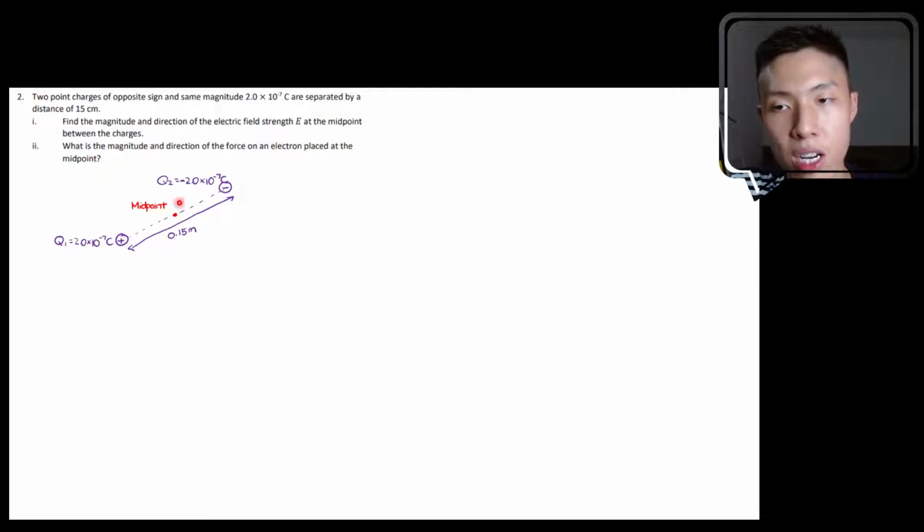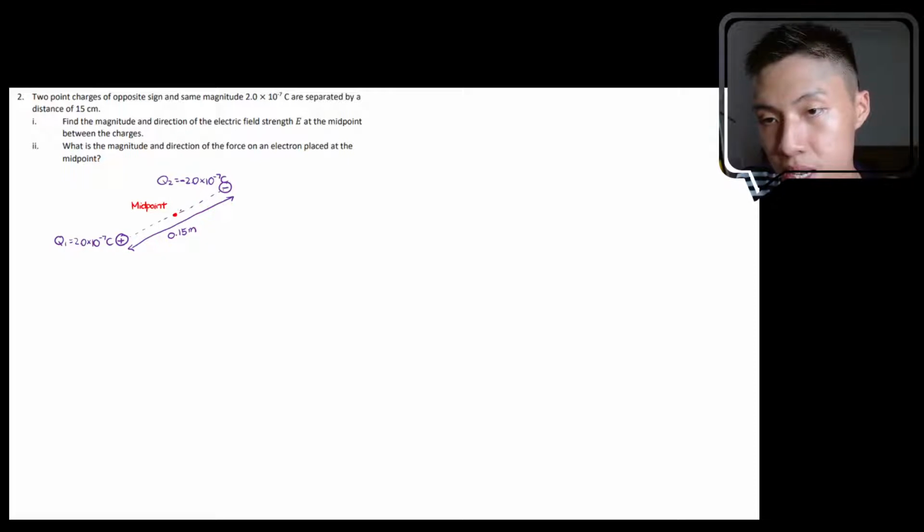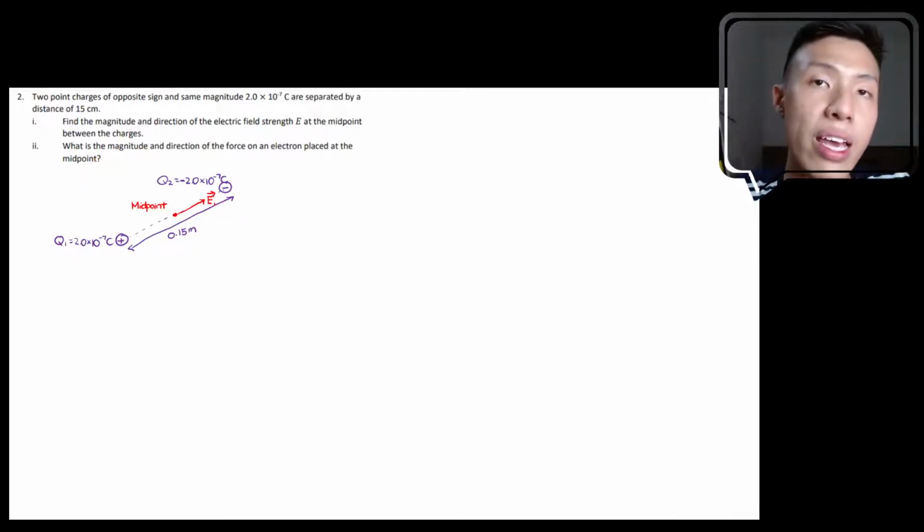So let's try to determine the direction of the electric field produced by Q1 at the midpoint, and also the direction of the electric field produced by Q2 at the midpoint. Q1 is a positive charge, so the electric field produced by a positive charge is pointing directly away from the positive point charge. So pointing away over here means it's supposed to be pointing in this direction. I'll call this E1 to signify that it's the electric field produced by Q1. You can write E1M also, which means it's produced by Q1 at the midpoint.